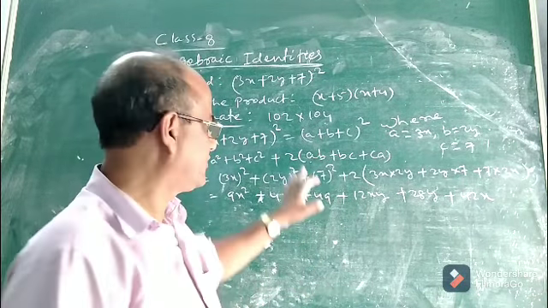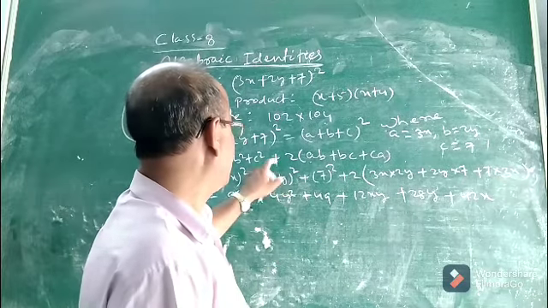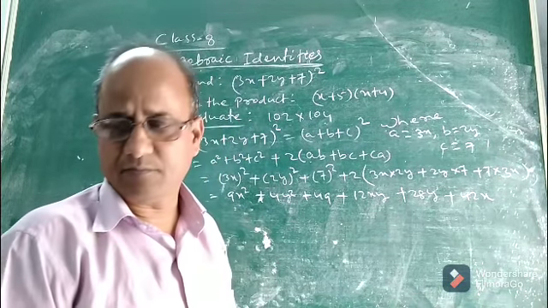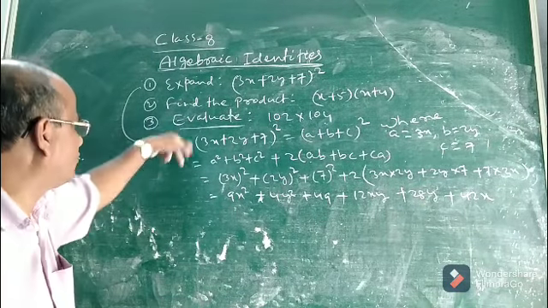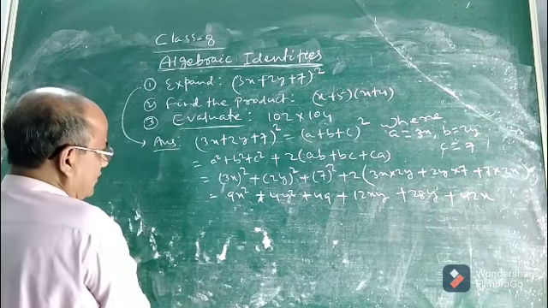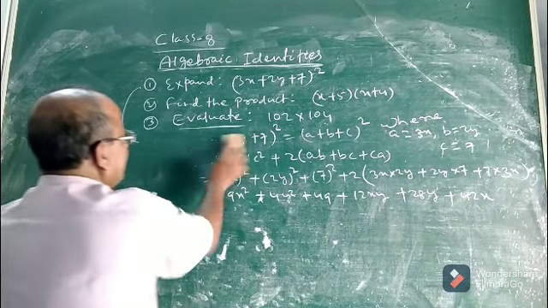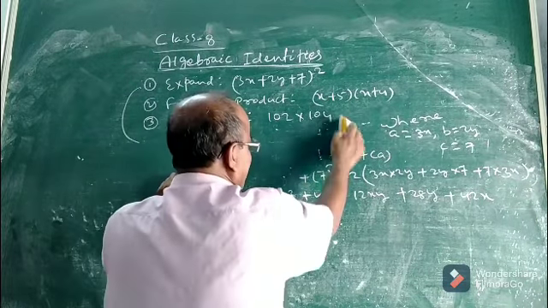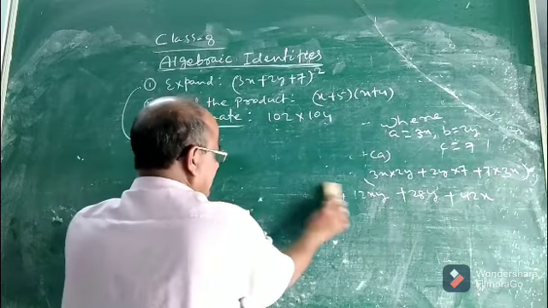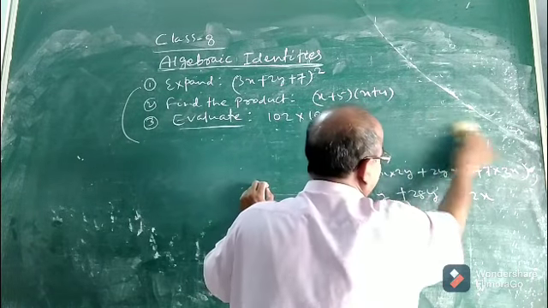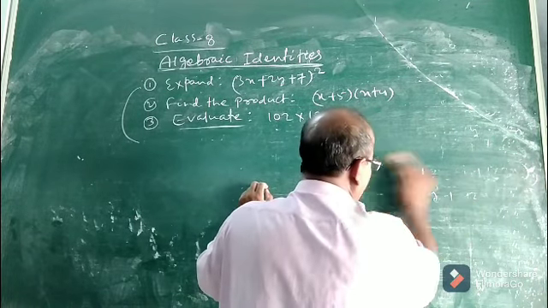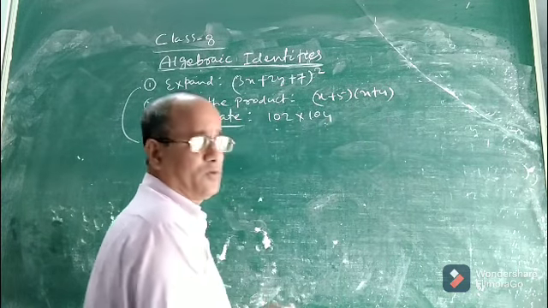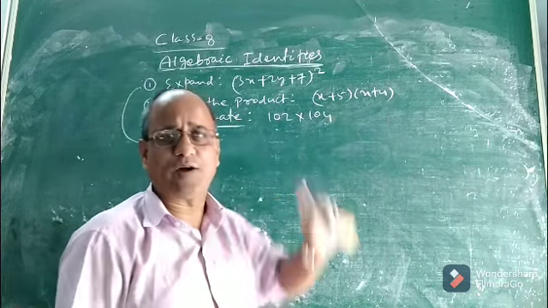So children, I hope you understood how the fifth identity is applied to find the square of a trinomial. Now see the other two problems. Look at question number 2. Find the product. Here x plus 5 is a binomial and x plus 4 is another binomial. You are given two binomials, and you are asked to find the product.